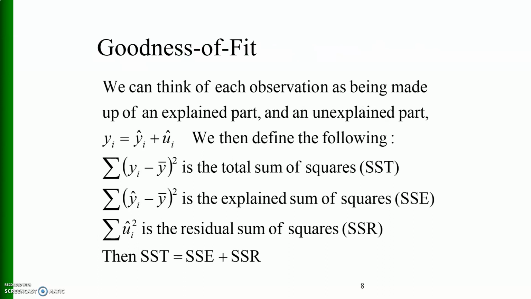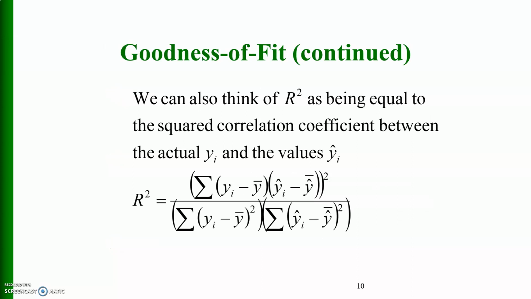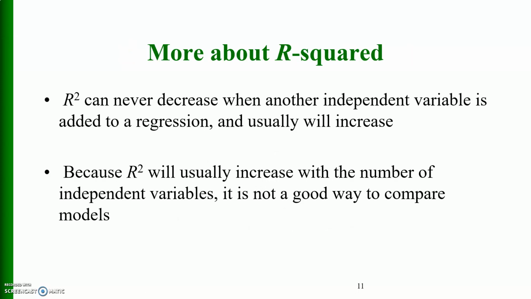We can think of each observation as being made up of an explained part and an unexplained part. So the total sum of squares is equal to the explained sum of squares plus the residual sum of squares. How do we think about how well our sample regression line fits our sample data? For this, we can compute the r squared, which is equal to the explained sum of squares divided by the total sum of squares. We can also think of r squared as being equal to the squared correlation coefficient between the actual yi and the values of yi hat given by this formula.